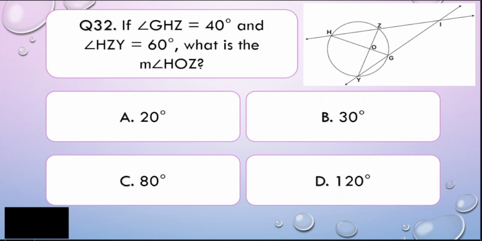Question number 32. Angle GHZ is equal to 40 degrees and angle HZY is equal to 60 degrees. What is the measurement of angle HOZ? Is it A, 20 degrees, B, 30 degrees, C, 80 degrees, or D, 120 degrees? I'll give you 5 seconds to think about your answer.